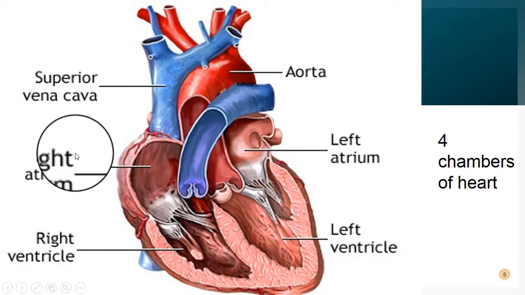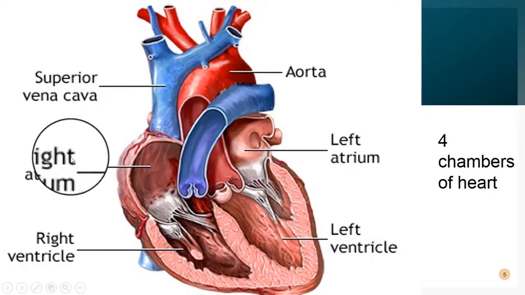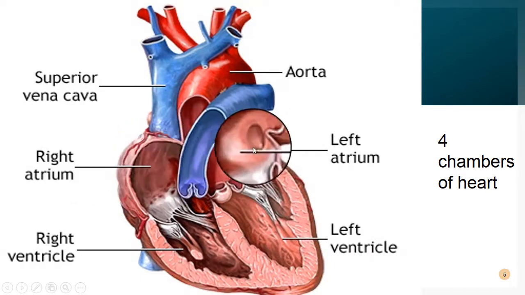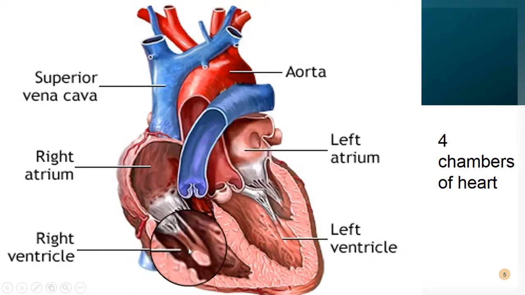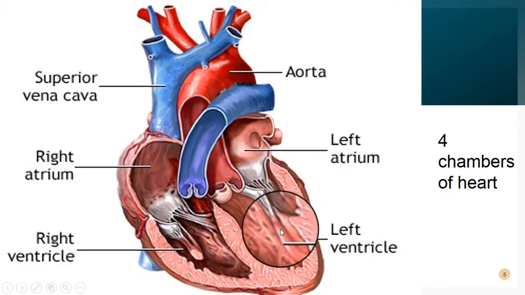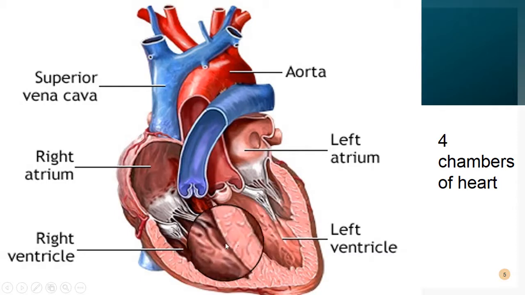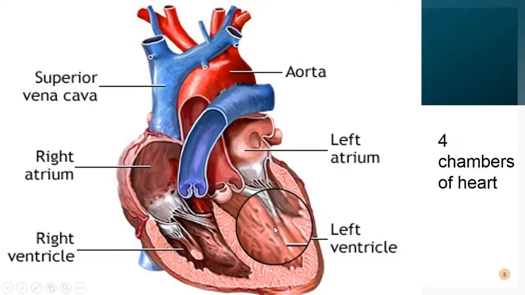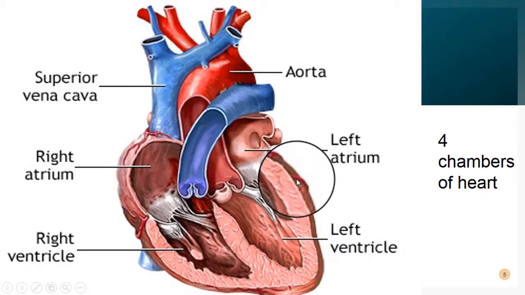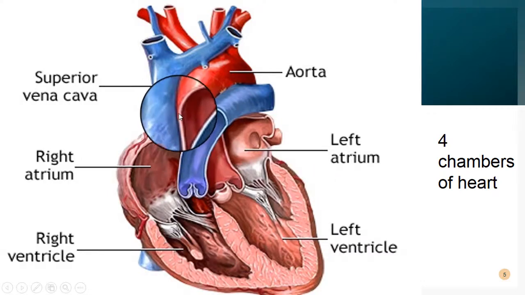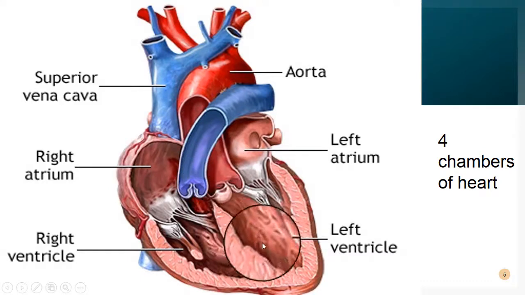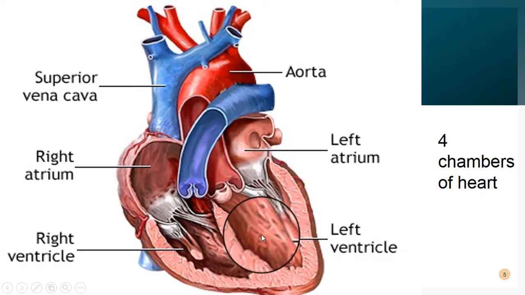Basically, the upper chambers which receive blood are the right atrium and left atrium, and it has 2 ventricles, the right ventricle and left ventricle, which are the 2 lower chambers which discharge blood. The left atrium and left ventricle are separated from the right atrium and right ventricle by a wall of muscle called the septum. So this was all about the 4 chambers of the heart.